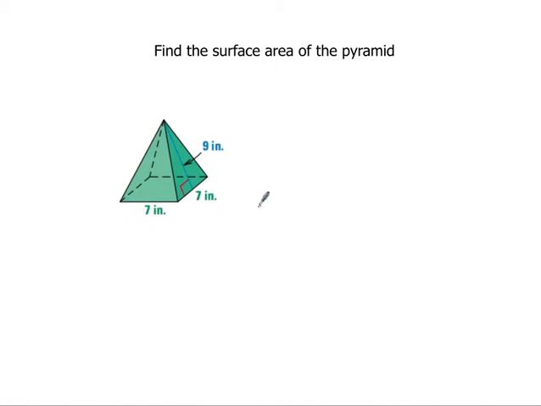Find the surface area of the pyramid. So to do this, it's probably easiest to think about this by using the net of the shape. So just a quick sketch.